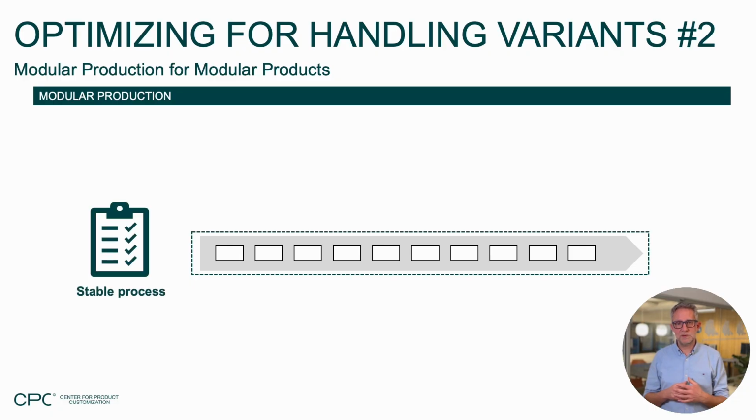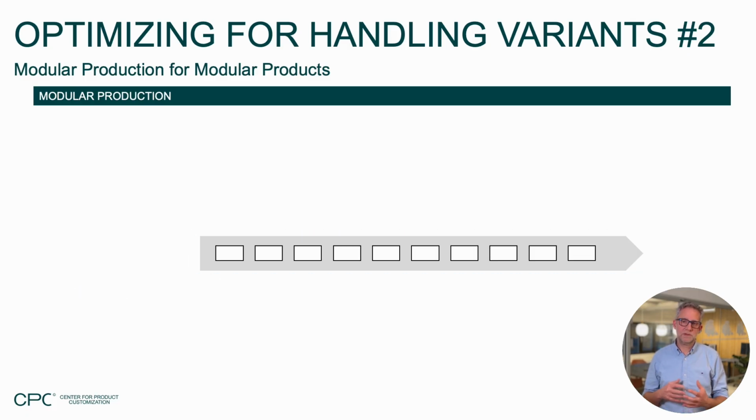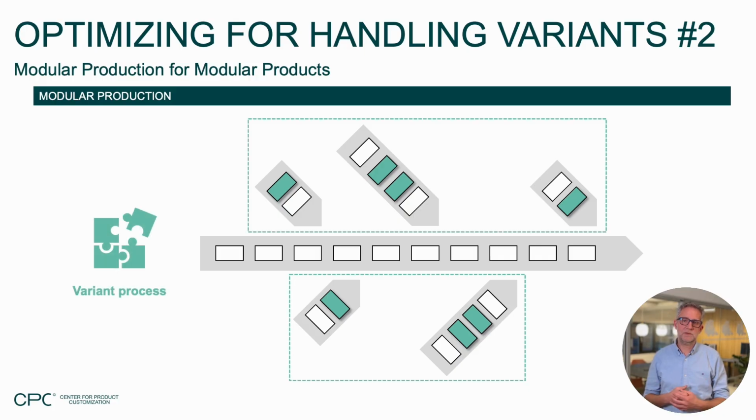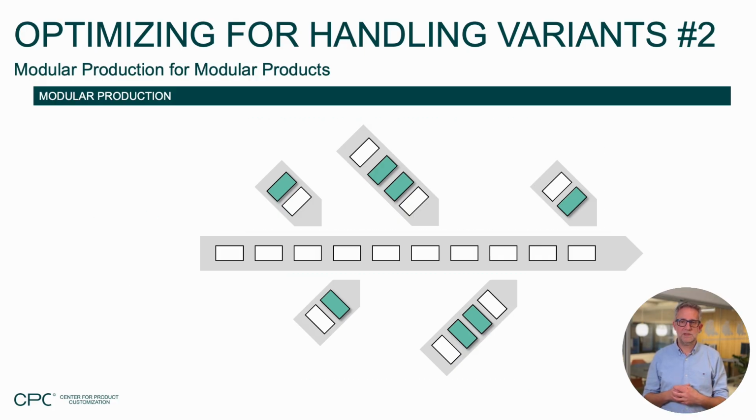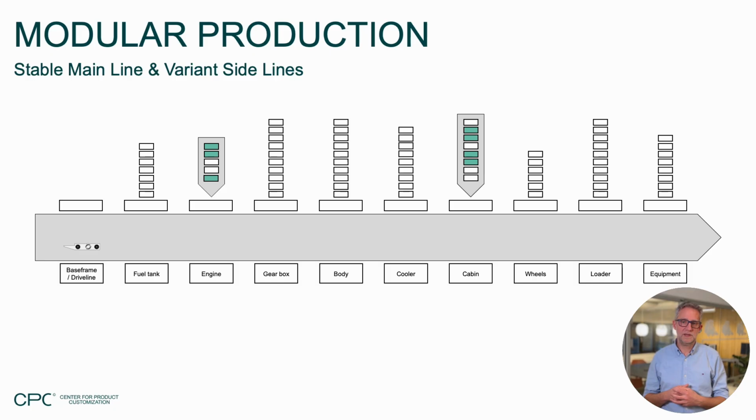Another effective way to ensure an efficient production setup that can handle the product complexity is through a modular production setup. The principle behind this approach is to design a stable core process for the main production flow, where the same steps and processes are applied to all products. The variability in terms of design variants is handled within separate sub-assemblies feeding into the main line.